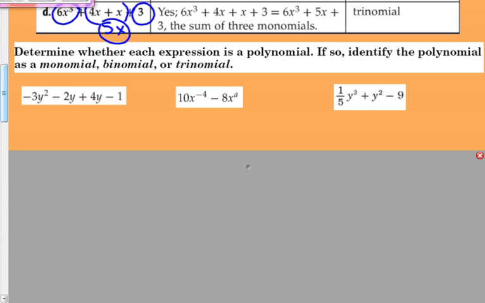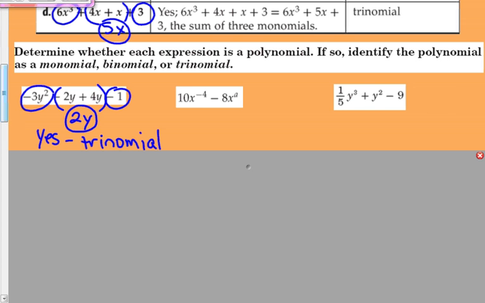So the first one is a term. That's a monomial. The next two are like terms. They could be put together to make a positive 2y. So here's our second term, and then negative 1. So we have three separate terms when we're finished. So yes, this is a polynomial, and it's actually a trinomial. So you have to name it.